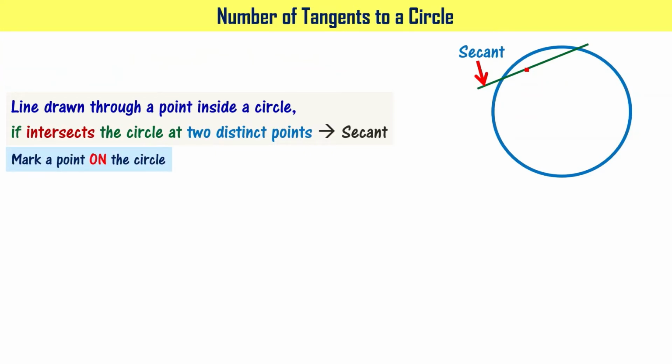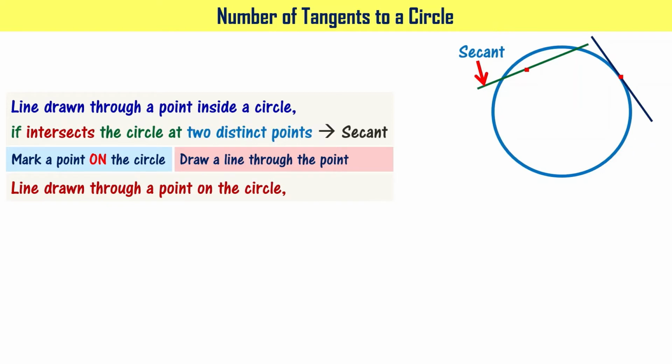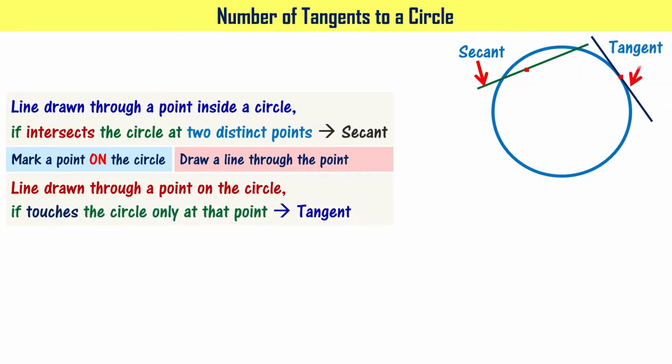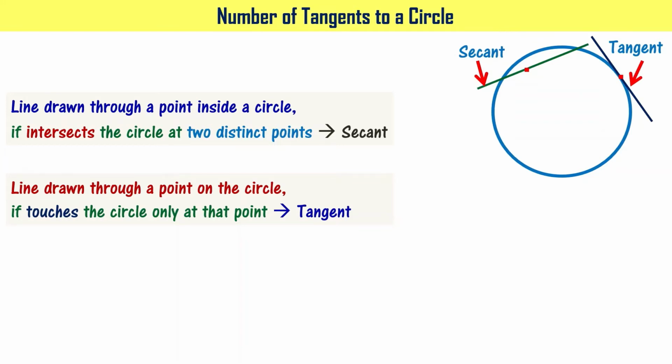Let's mark a point on the circle and draw a line through that point. A line drawn through a point on the circle, if it touches the circle at only one point, is called a tangent. So the line we have drawn just now is called a tangent to the circle, right? Let's note this point.